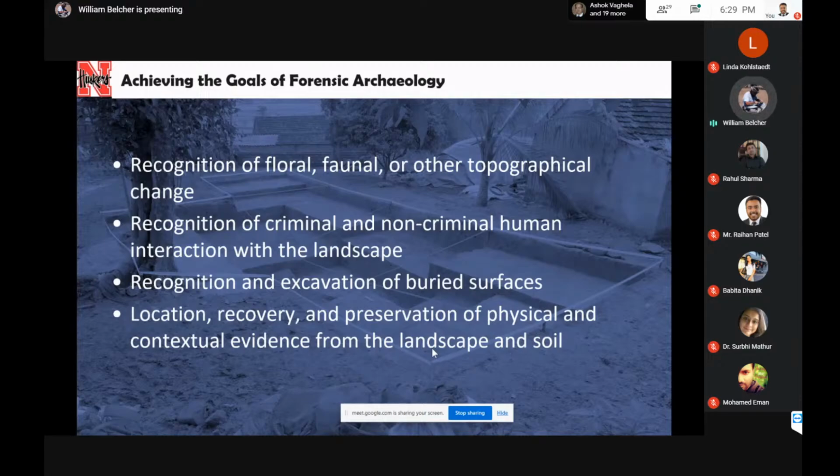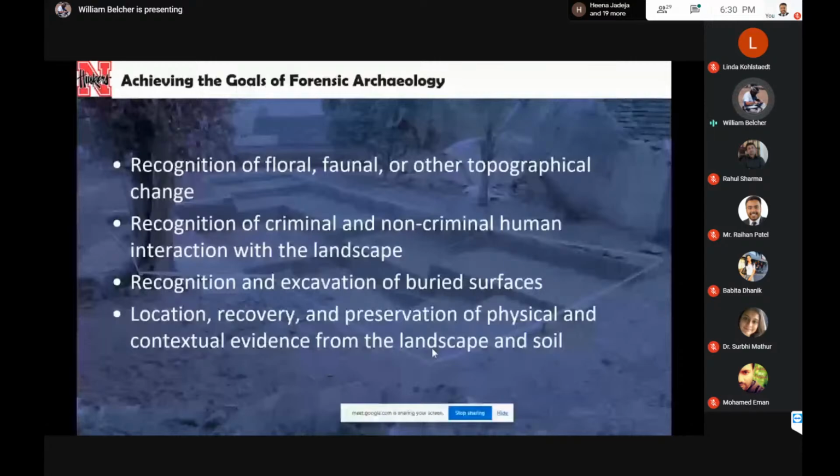And we want to recognize the criminal and non-criminal human interaction with the landscape, because sometimes people are going to find these remains, or there might have been somebody that died in the woods, and I've seen this happen several times where a dog will come back with a femur in their mouth or part of a skull, because dogs are very sensitive to smell, and they would find the decomposing body in the woods and bring it back.